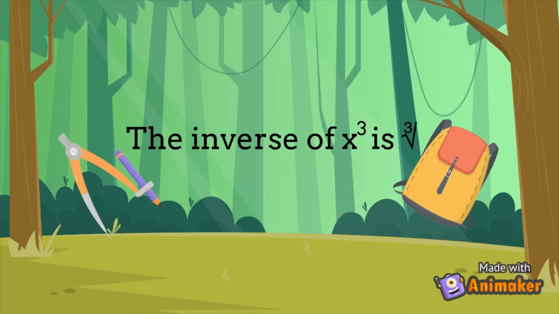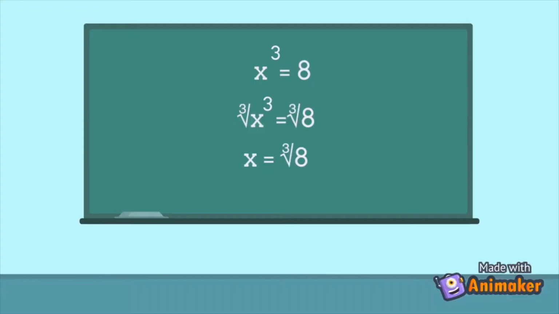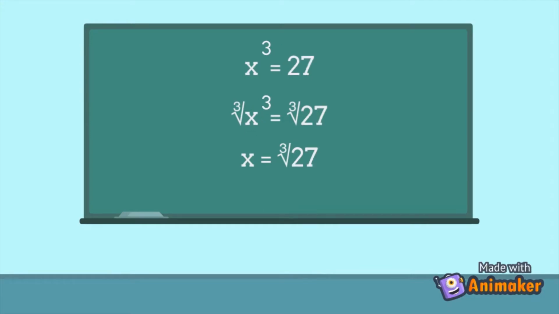Solving problems like this, but to the third power, is extremely similar. Just remember that the inverse of taking a number to the third power is the cube root. Let's solve x to the third power equals 8. Remember, we do the inverse, so x is equal to the cube root of 8.